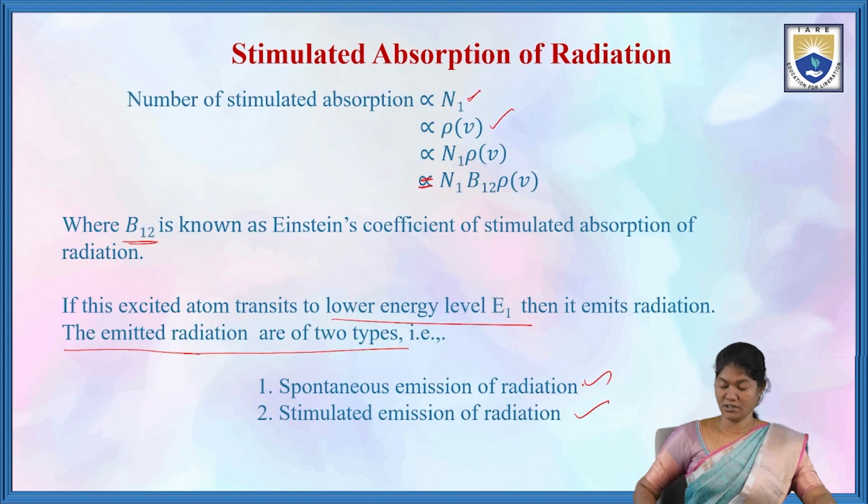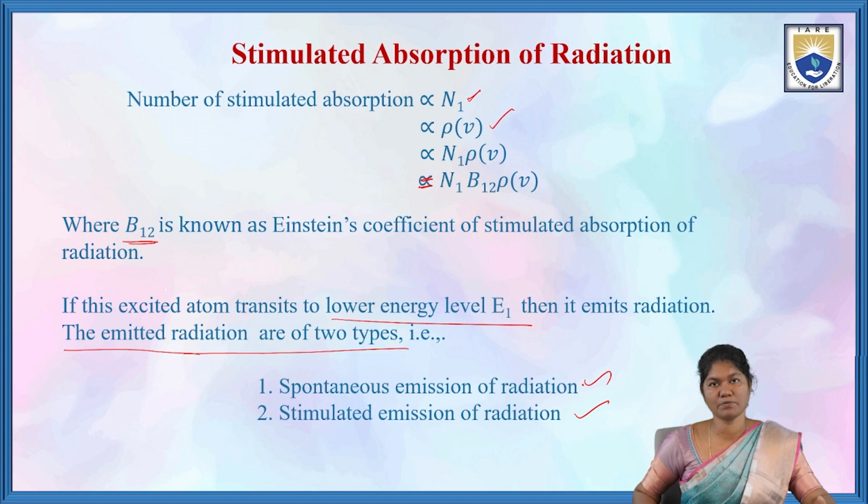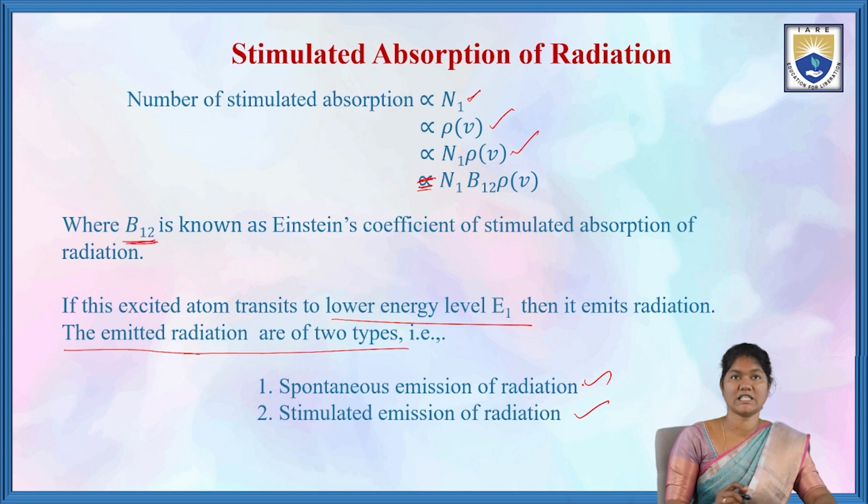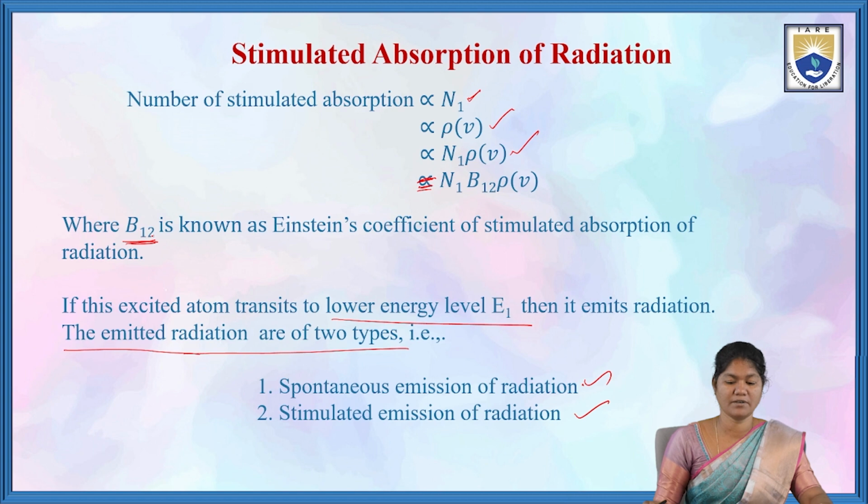So the stimulated absorption of radiation depends upon the number of atoms per unit volume in the lower energy state and also the incident radiation density. That's why the number of stimulated absorptions of radiation is proportional to N1 rho V. So this equals N1 B12 rho V. B12 is nothing but Einstein's coefficient.